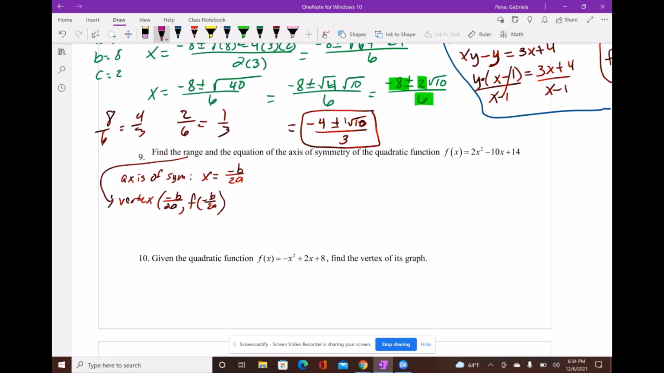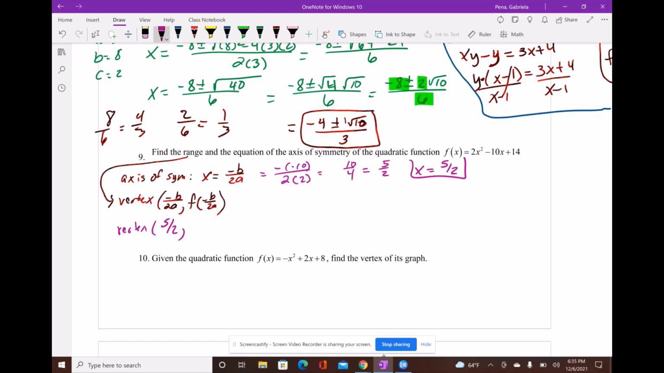First thing is, let's find that axis of symmetry by doing negative b over 2a. Negative becomes a positive 10 over 4. And a positive 10 over 4 is reduced to what? 5 over 2. This here is your axis of symmetry. X equals 5 over 2, which is 2.5, in case you needed to know that. So my vertex x-value is also 5 over 2, because that's what negative b over 2a is.